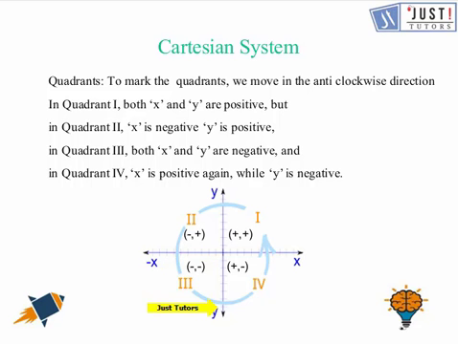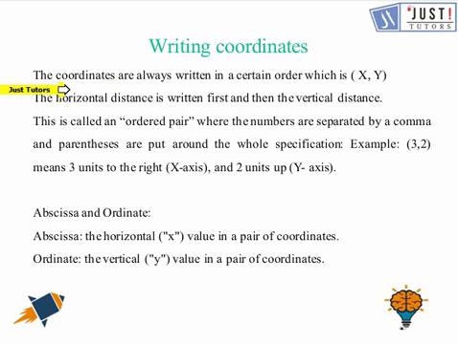Now we'll learn about writing coordinates. So the coordinates are always written in a certain code, which is x and y. That means we always go by the x-axis first and then the y-axis. The horizontal distance is written first and then the vertical distance. This is called an ordered pair where the numbers are separated by a comma and parentheses are put around the whole specification. For example, (3, 2) is an example of a coordinate, means 3 units to the right on the x-axis and 2 units up along the y-axis.